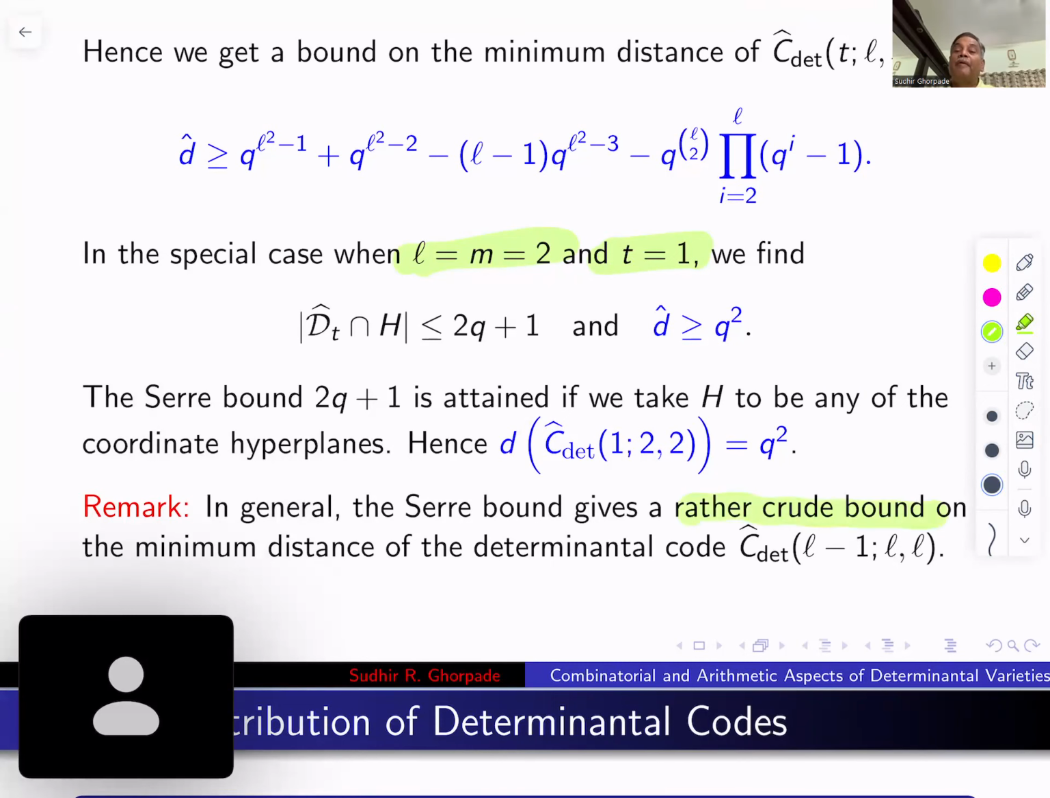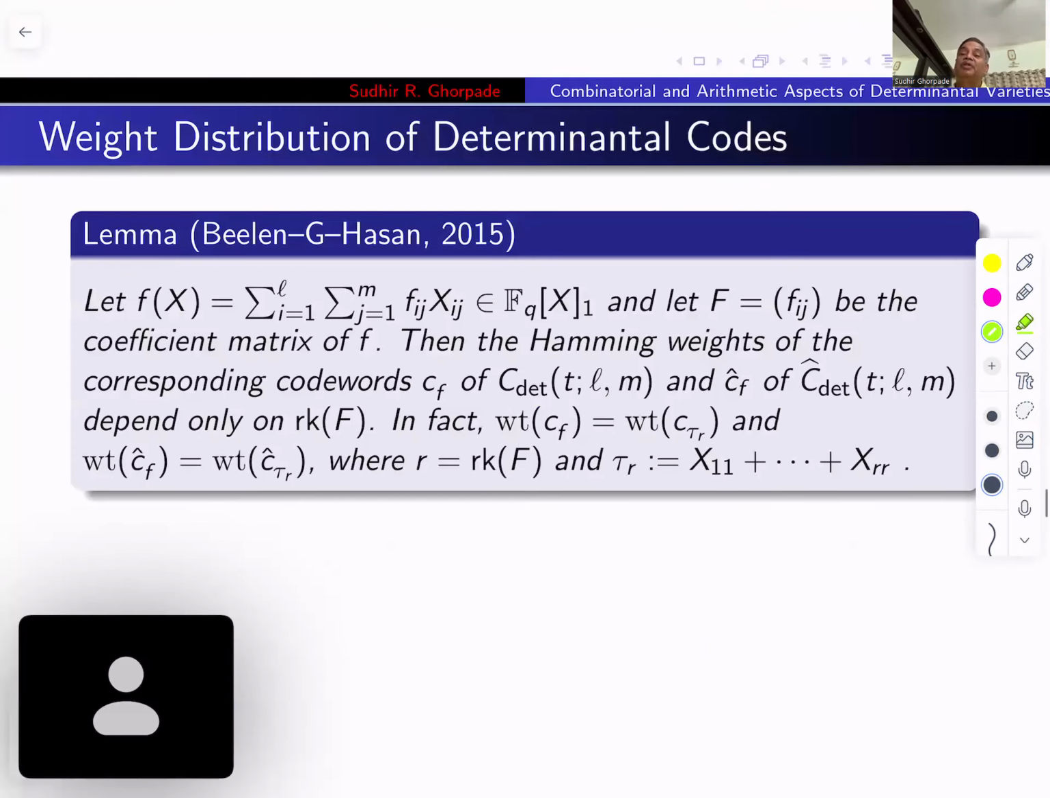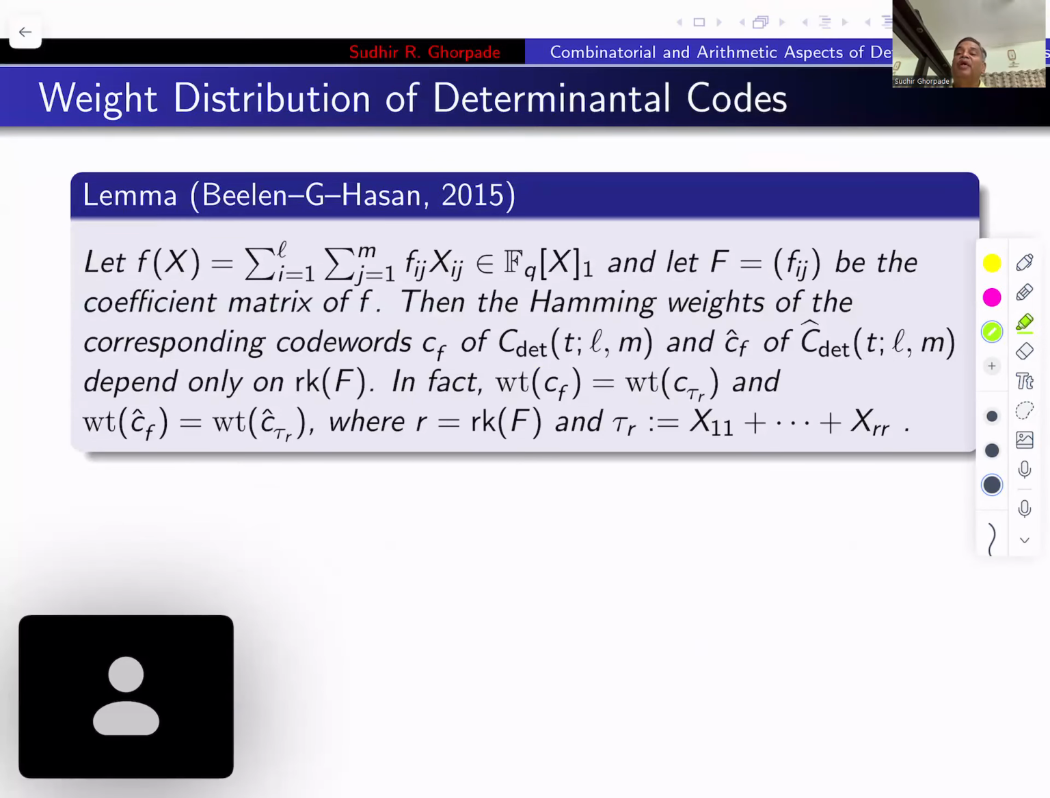Okay. So when we got working on this, our first observation was about the weights. Remember how the code was defined: I took a homogeneous linear polynomial in the xij's and I evaluated it at each of the matrices of rank less than or equal to T. So how does a homogeneous polynomial in the xij's look? Well, it looks like the summation of Fij xij. Okay.